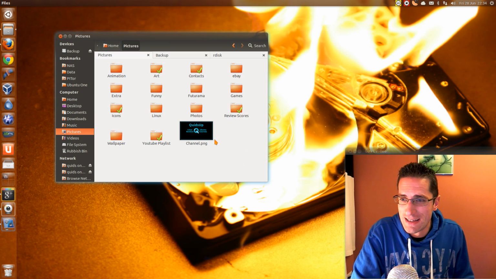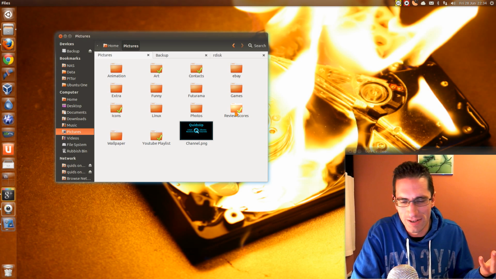Backups. Cloud storage. Ubuntu One. Apple do one, don't they? And Microsoft got their SkyDrive. And there's also Dropbox. Worth using.